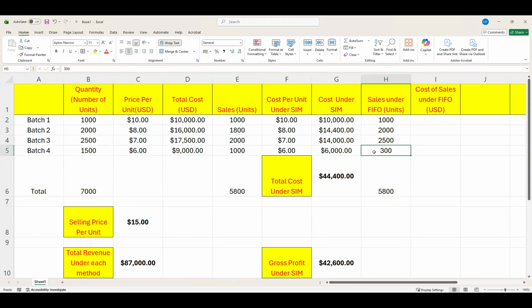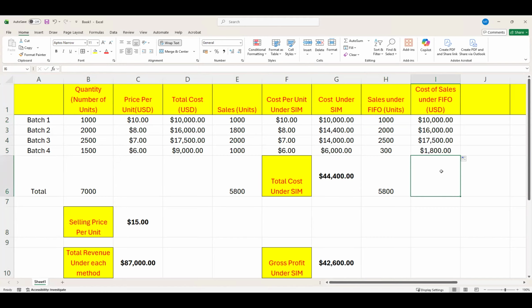but this is the issue, right? We cannot multiply. B was the number of units purchased actually. Even for specific identification, we could not use it. For specific identification, we were using E. For FIFO, we are using H. So, what will I write? 1000 multiplied by C, the cost, the price per unit. So this is the cost of sales under FIFO.